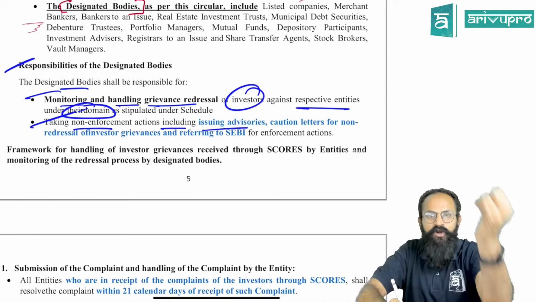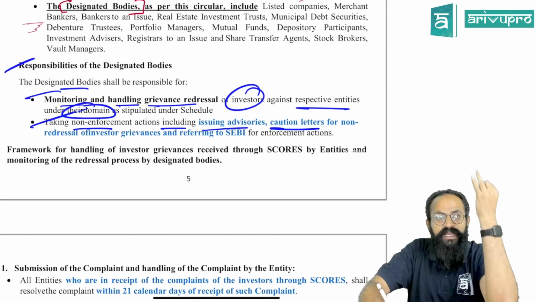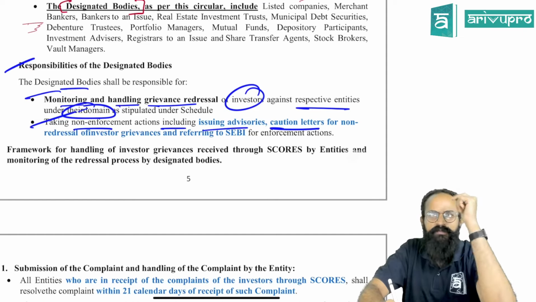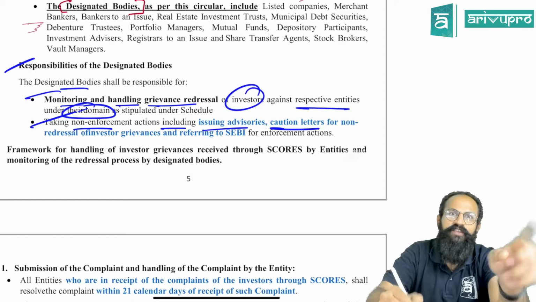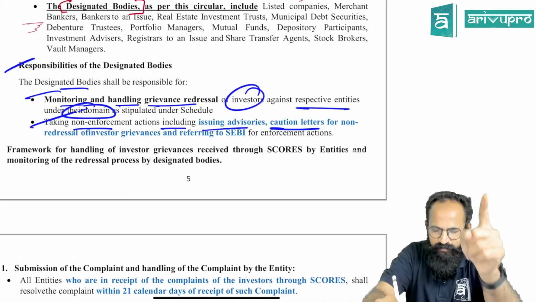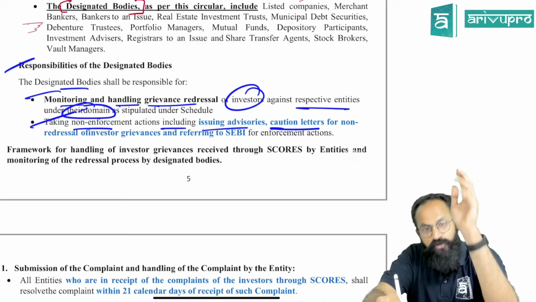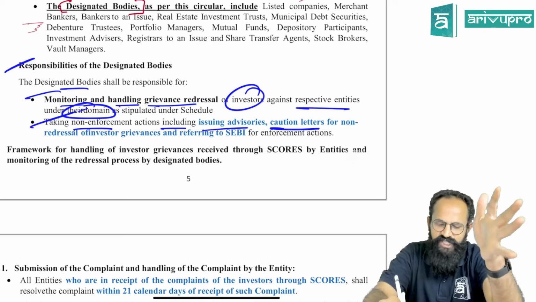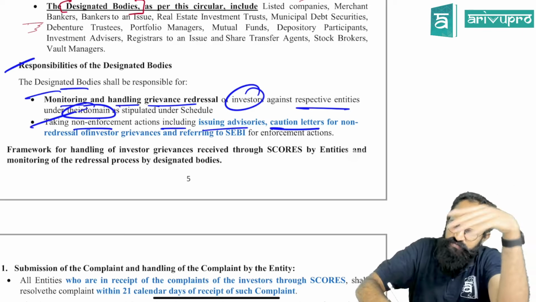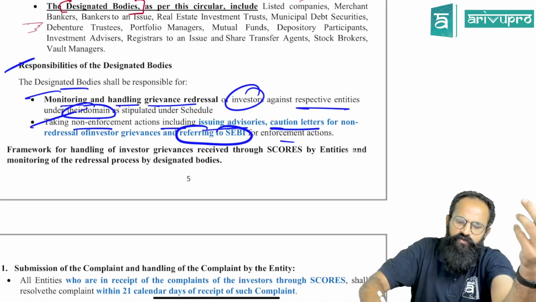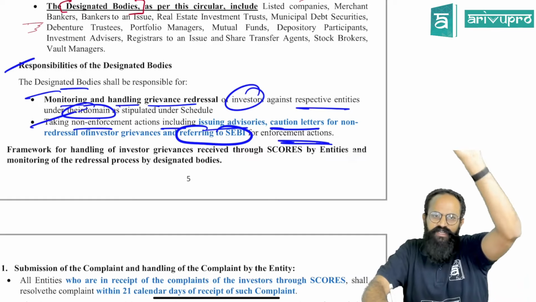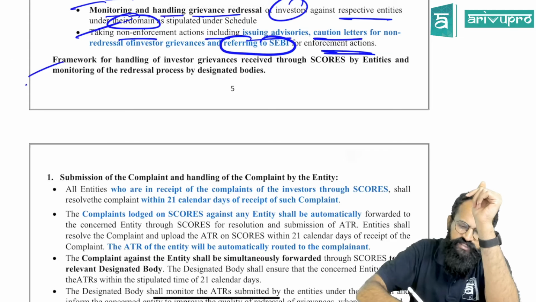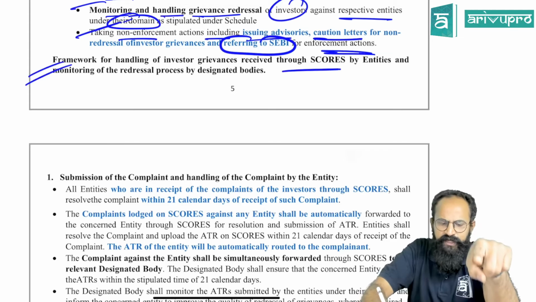You have a timeline, you have not yet responded. I'll issue a caution letter like a notice. If you don't respond, what is going to happen? All of that is still the same as what we had before. I will issue a notice, 1,000 rupees per grievance as penalty per day. And if you don't respond to that also, the promoter's shareholding will be freezed. That has not changed. And if that is also not working out, I will refer to SEBI for enforcement actions. So my first eye didn't work, I'll refer to the second eye. Clear? Yes, sir. Okay. Now, framework for handling of investor grievances received through SCORES by entities and monitoring.